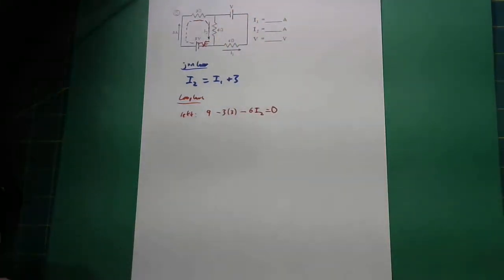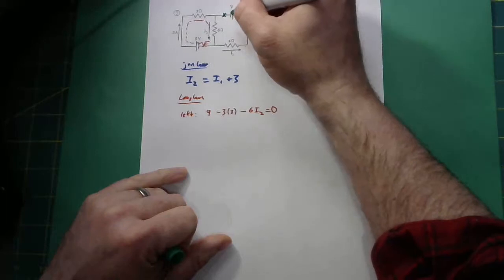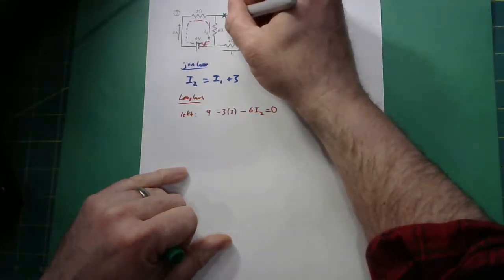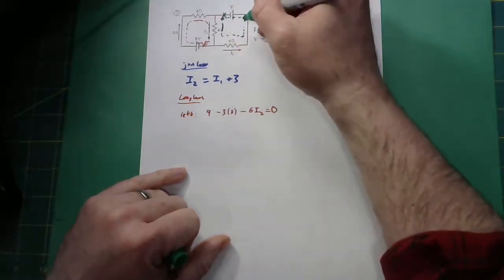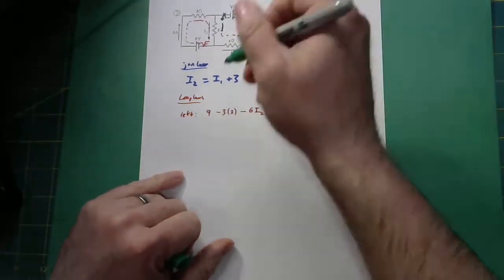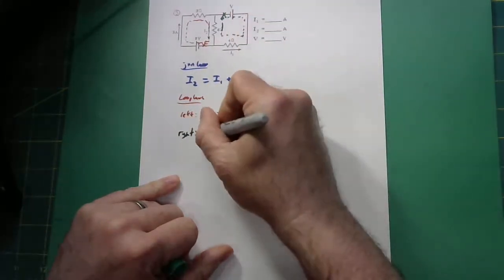Let's do the right loop. Again, I'm going to start at the low V side of my biggest battery, to the left here, this big V guy, and go around clockwise on this side. So we're doing the right loop. First I'm going to go up V.